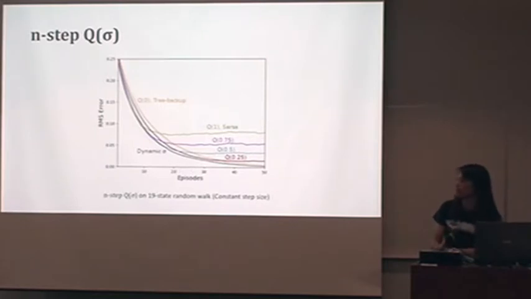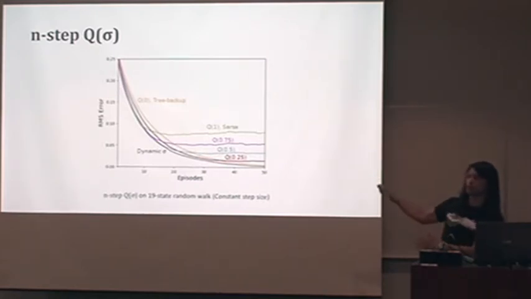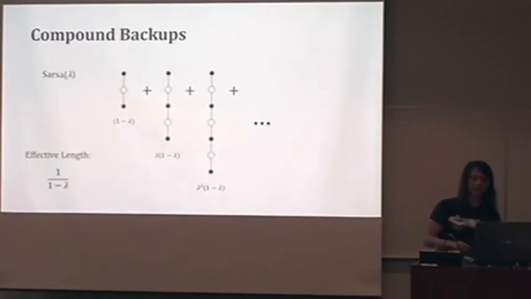Q0 is going slowly. Yeah, but in the limit, it ends up with the least error. It means it's all expectations. It's completely tree backup. It's kind of surprising that that's slow. Well, later on in the talk, there'll be some intuition as to why that's happening. And so I'll be moving on to compound backups.